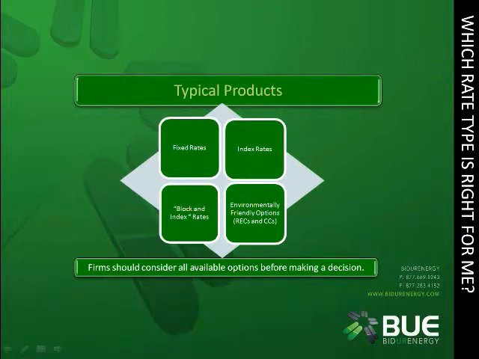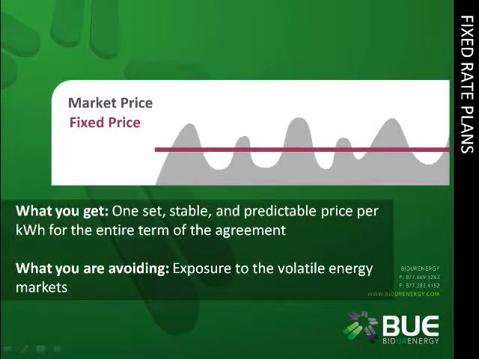Here on this slide we have four of the main product types that we typically work with: the very popular fixed rates, the index rates or market index rates, sometimes referred to as variable, the block and index rates, and environmentally friendly options. And the first one we'll take a look at is the fixed rate. Now this is easily the most popular. What you get is a stable, predictable price per kilowatt hour for the entire term of the agreement.